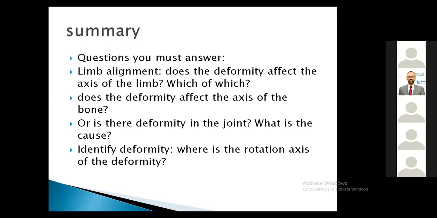Questions you must answer. Limb alignment: does the deformity affect the axis of the limb? Does the deformity affect the axis of the bone, or is there deformity in the joint? In limb alignment deformity, is the bone the cause or is the joint the cause? What is the cause of the joint deformity? Is it traumatic or congenital? Identify the deformity.